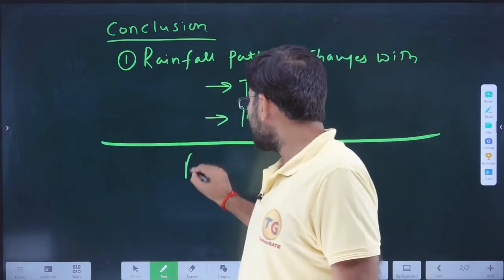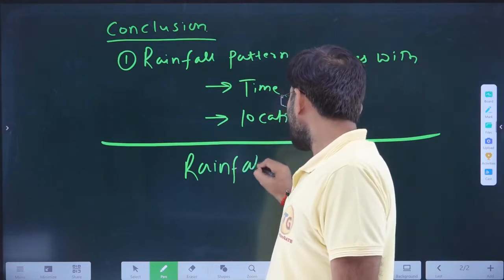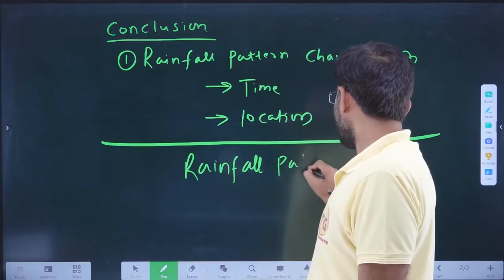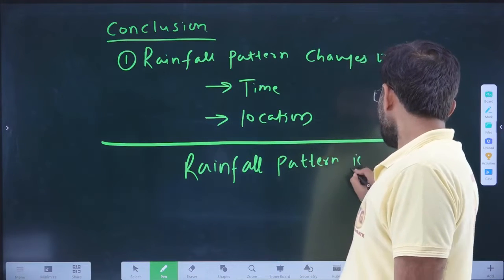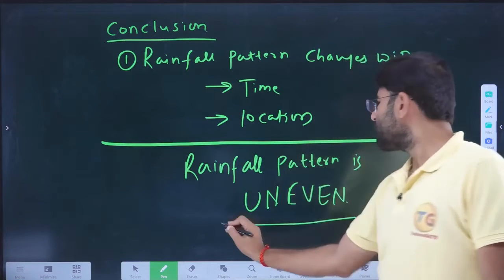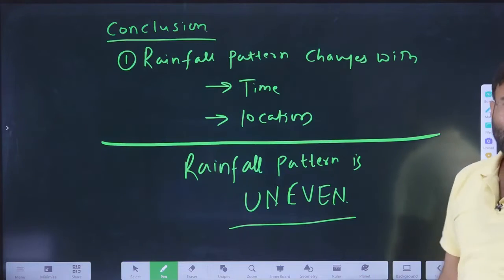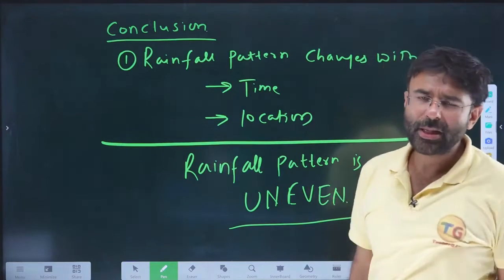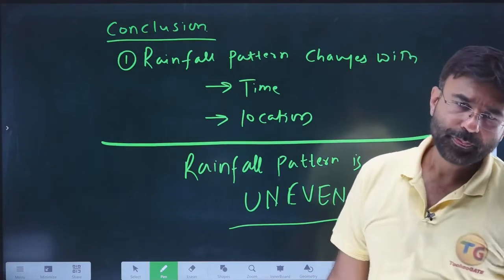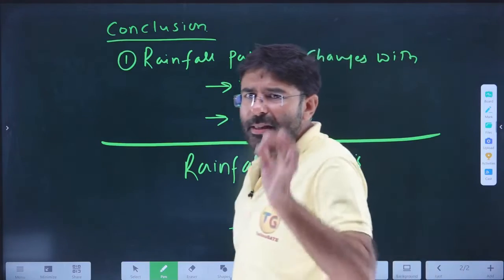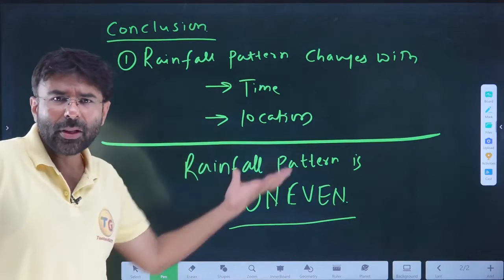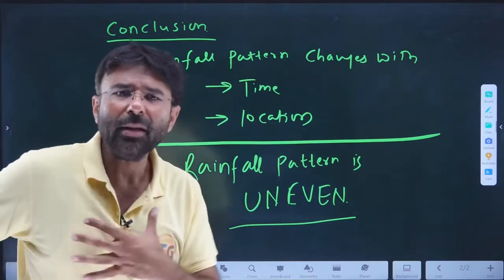In short, I can write rainfall pattern is uneven. The rainfall pattern is uneven. It is not same over the entire location, and it is also not same at different time zones. Now, if this is the situation, therefore I cannot rely 100% on the rainfall, because it is not same. For example, I am living in a particular area.